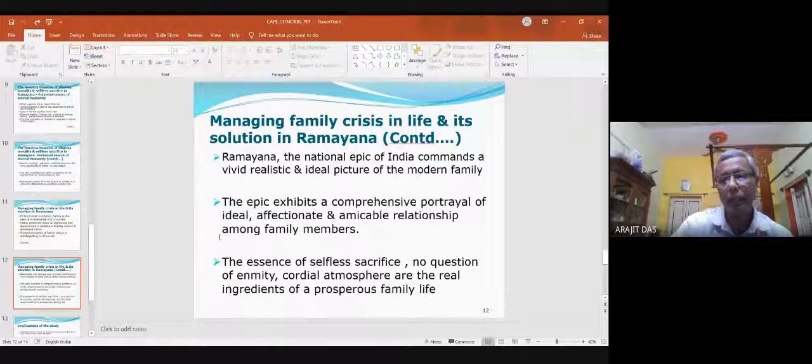Ramayana, the national epic of India, commands a vivid, realistic, and ideal picture of the modern family. The epic exhibits a comprehensive portrayal of ideal, affectionate, and amicable relationships among family members. The essence of selfless sacrifice, no question of enmity, and a cordial atmosphere are the real ingredients of a prosperous family life.